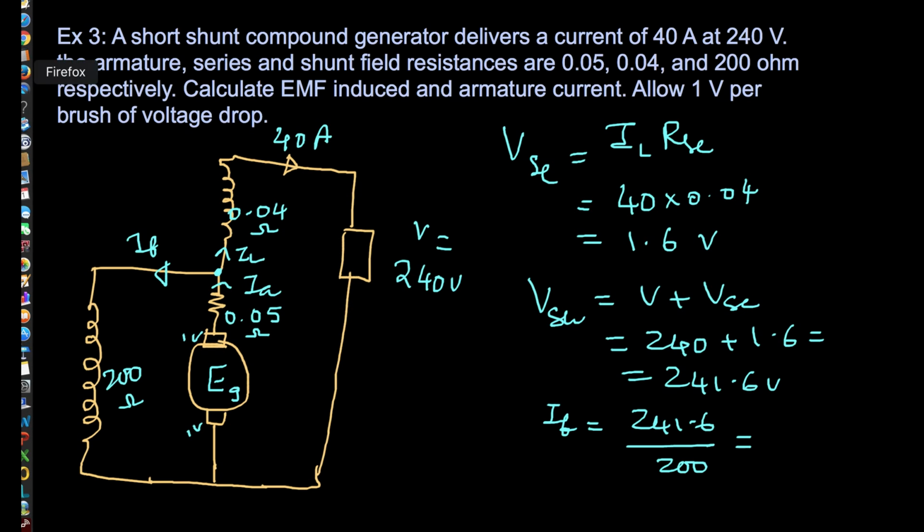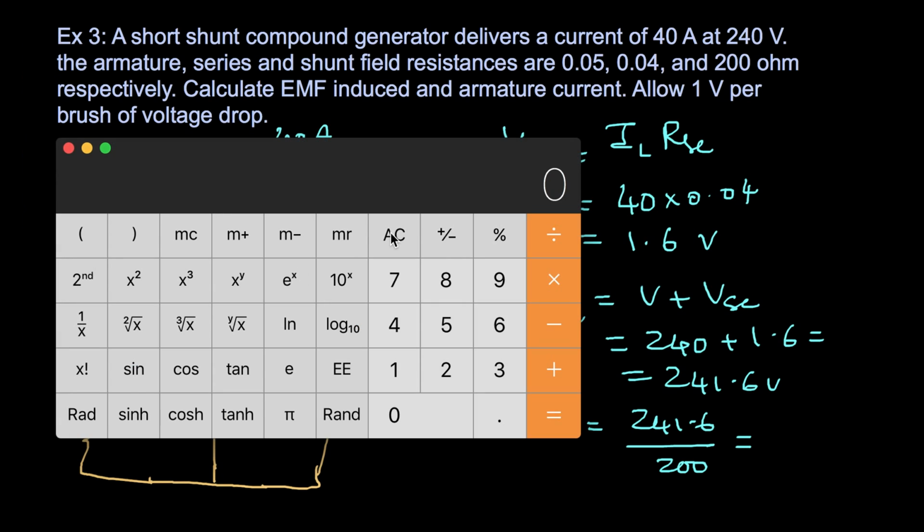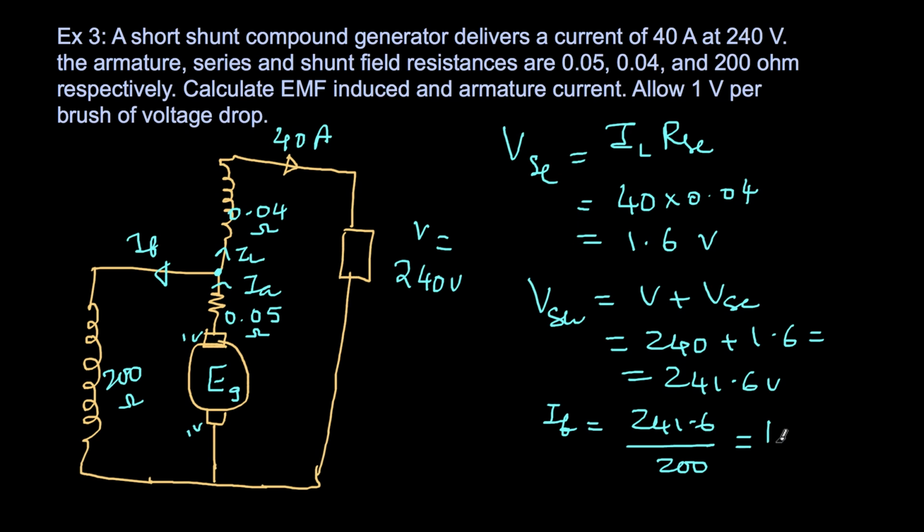Let me open my calculator. So 241.6 divided by 200. I'm getting 1.208, so I'll just keep it accurate, 1.208 amperes. So this much current is coming in the field winding.